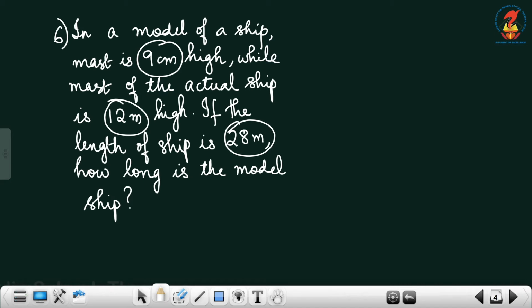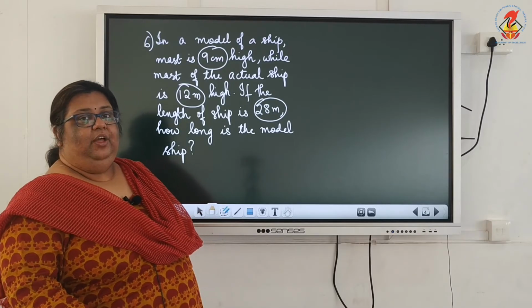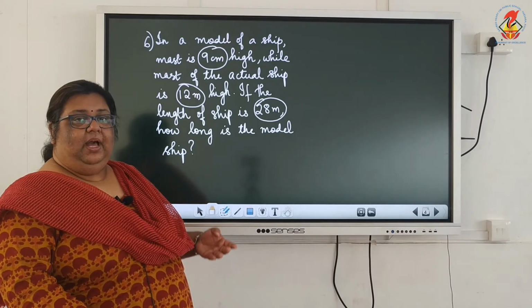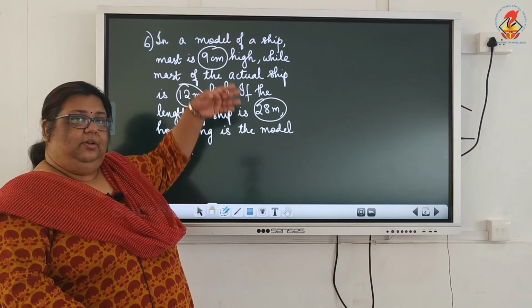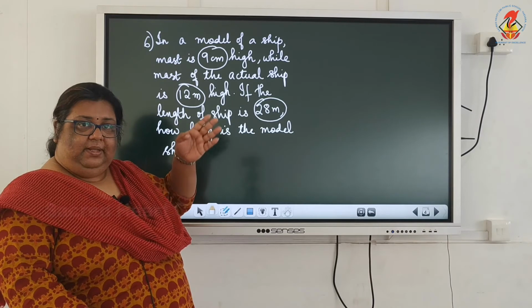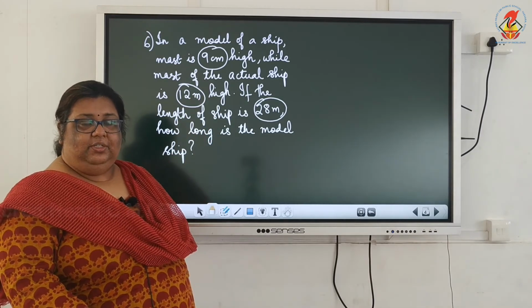Next question, the 6th one. In a model of a ship, the mast is 9 centimeter high, while the mast of the actual ship is 12 meter high. If the length of the ship is 28 meters, how long is the model ship? Children, take a textbook and see there is a figure given there. You can see a ship as well as a cloth on the top of the ship, that is called the mast, used to catch the winds.